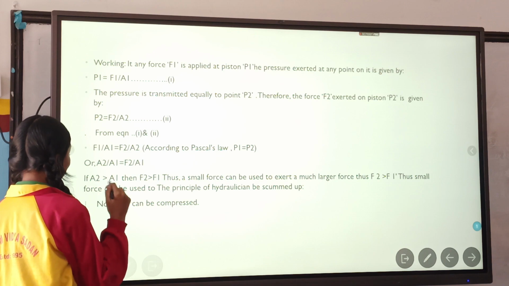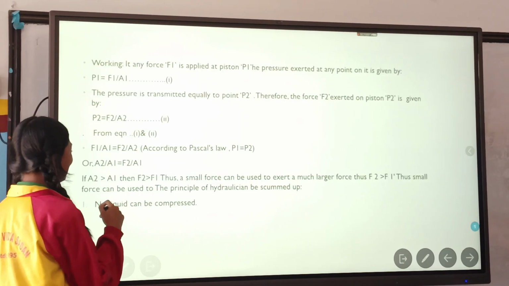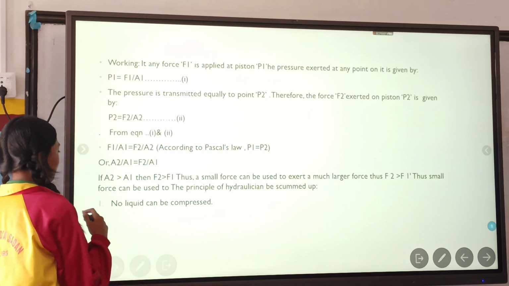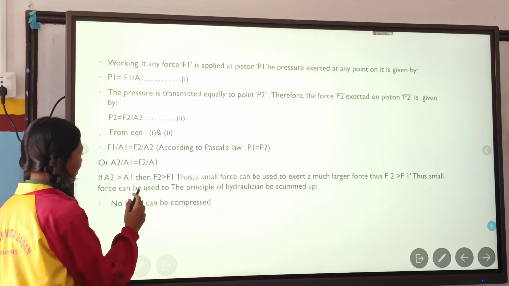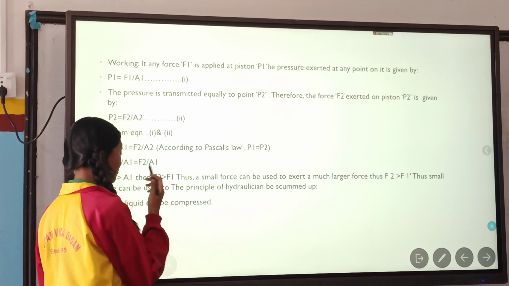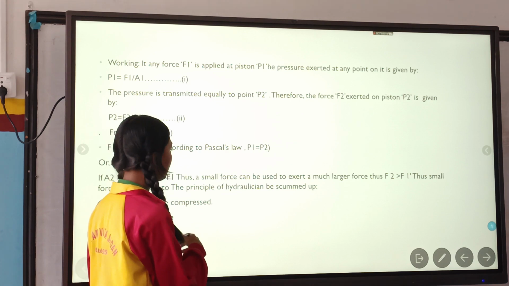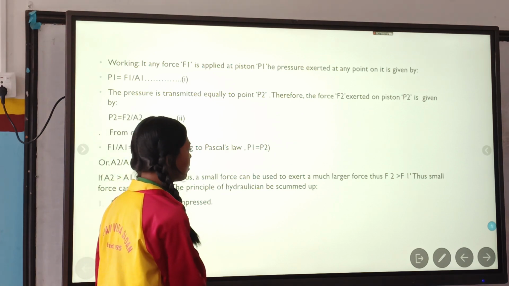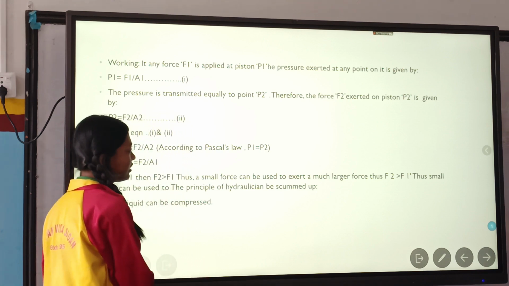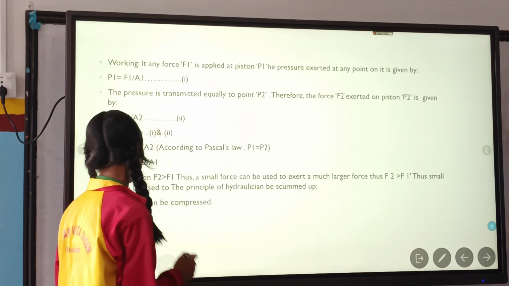A2 by A1 equals F2 by F1. If A2 is greater than A1, then F2 is greater than F1. Thus, a small force can be used to exert a much larger force. Thus, F2 is greater than F1.